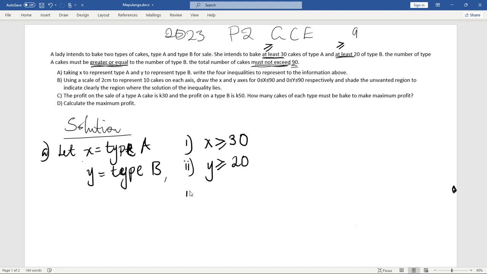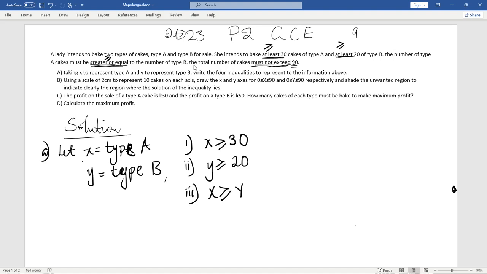Okay, so we go to the third part. Now we're told the number of type A cakes must be greater or equal to the number of type B. Here we use the greater than or equal to symbol. So the number of A, which is X, must be greater or equal to the number of B, which is Y. This is our third inequality.